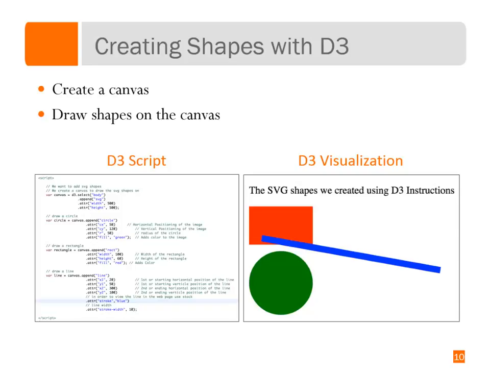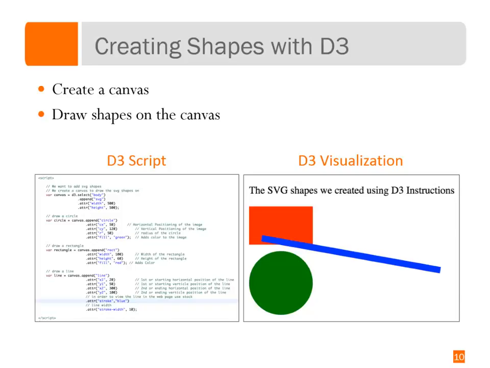Then we're going to provide an attribute of what color line we want. So we want blue. We say stroke blue, and stroke is the particular instruction that says draw a line. And then we also give it an attribute of stroke width is 10.